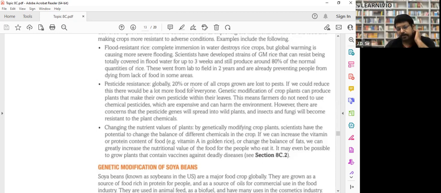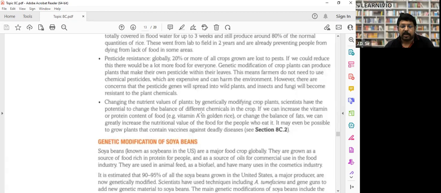Pesticide resistance: globally, 20% or more of all crops grown are lost to pests. If we could reduce this, there would be a lot more food for everyone. Genetic modification of crop plants can produce plants that make their own pesticide within their leaves. This means farmers do not need to use chemical pesticides, which are expensive and can harm the environment. However, there are concerns that the pesticide genes will spread into wild plants, and insects and fungi will become resistant to the plant chemical. That is also a threat.